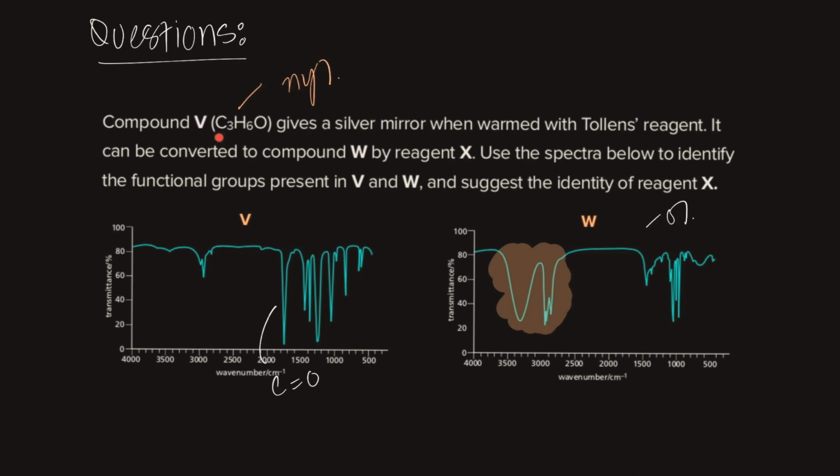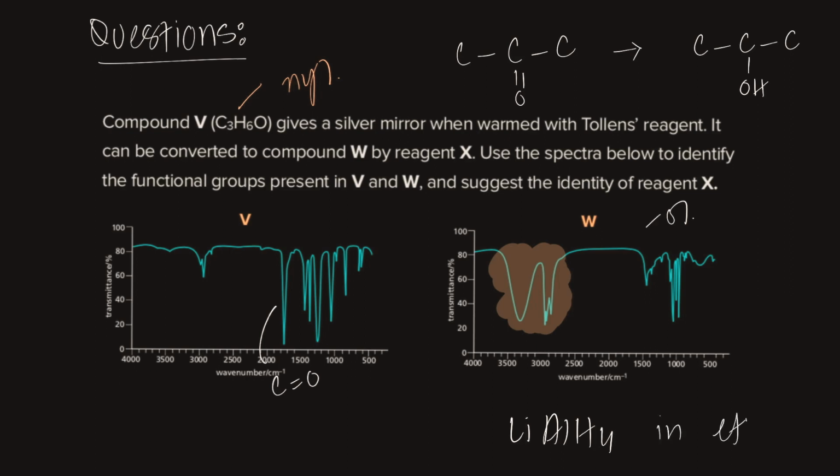Because it's C3H6, very likely what's happening is a ketone is being reduced into a secondary alcohol. And the reagent is any reducing agent. You could have H2 with nickel catalyst or lithium aluminium hydride in dry ether. That's it for IR spectroscopy. I hope you guys enjoyed this, and good luck for your exams.